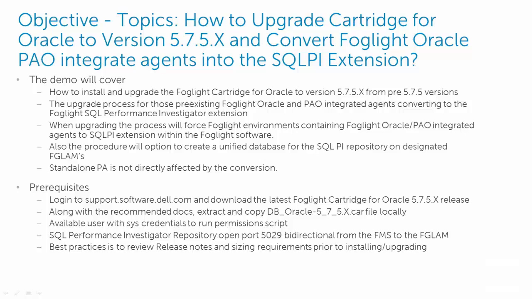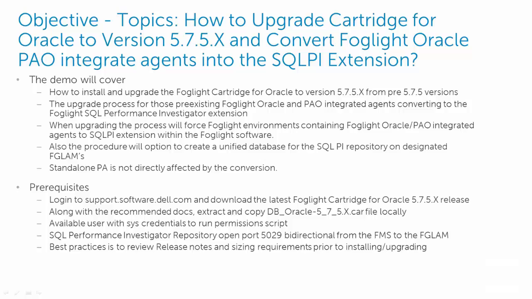The objective of this demo will cover how to install and upgrade the Foglight cartridge for Oracle to version 5.7.5 from pre-5.7.5 versions. The video will also display the upgrade process for those pre-existing Foglight Oracle and Performance Analysis Oracle integrated agents converting to the Foglight SQL Performance Investigator extension.